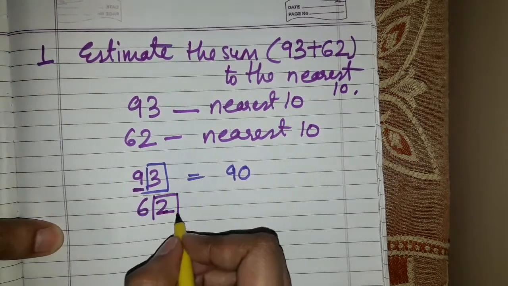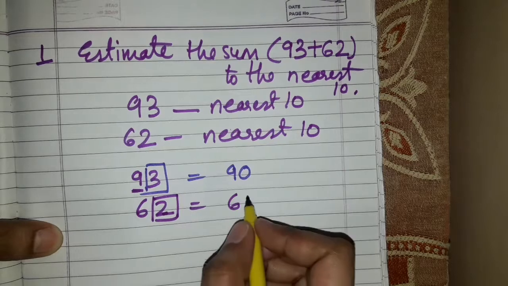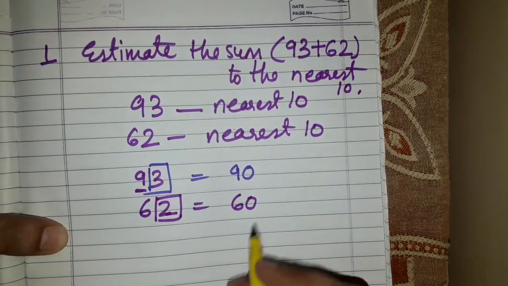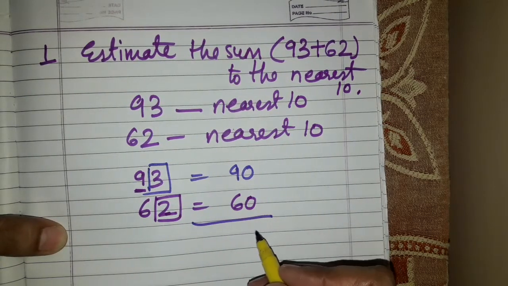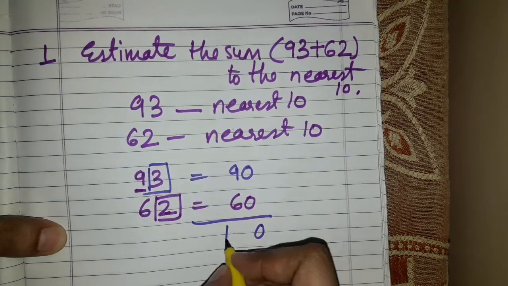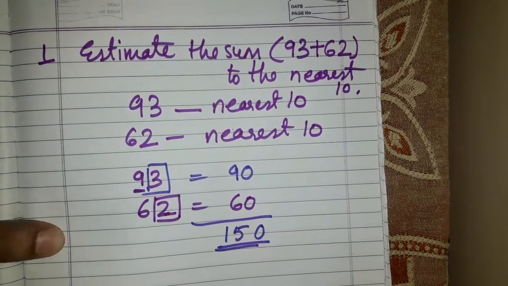Okay, and now let's do the rounding of the number 62. Again the digit is less than 5, so it will become 0. We have to take out the sum. We know 9 plus 0 plus 0 is 0, and 9 plus 6 will give you 15. So the answer is 115.